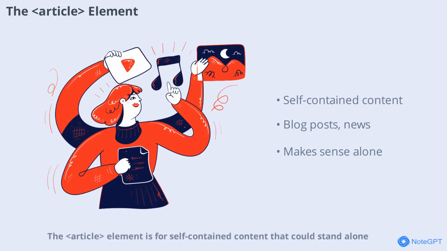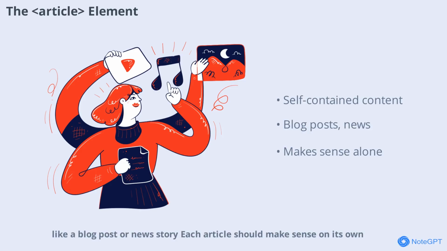The article element is for self-contained content that could stand alone, like a blog post or news story. Each article should make sense on its own, even if taken out of context. This tag is perfect for blog entries, news items, or forum posts.